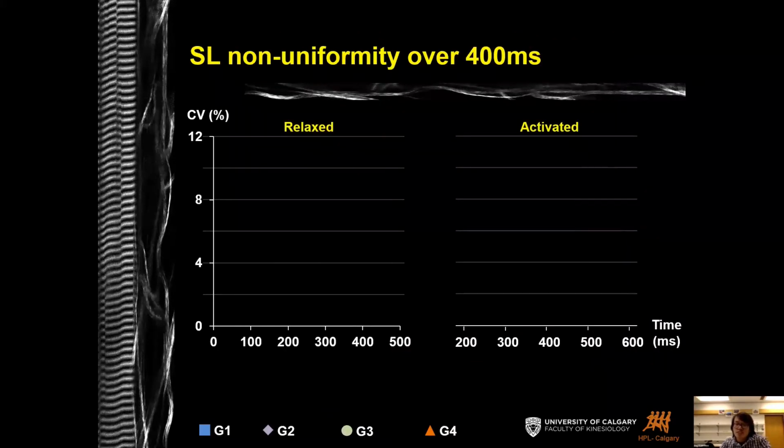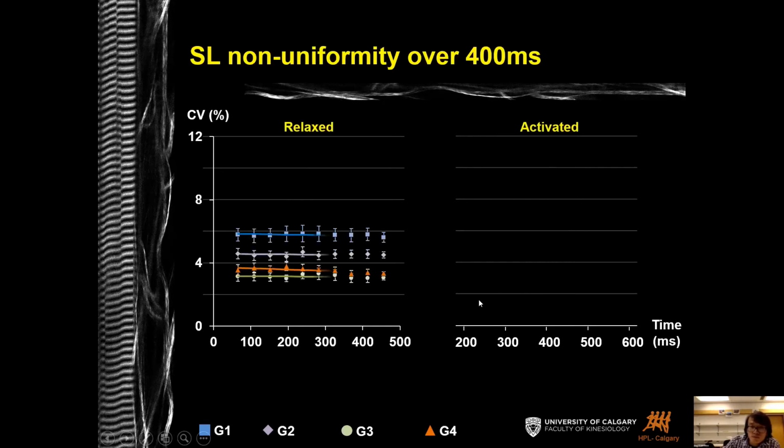We were also curious about the development of sarcomere length non-uniformity during the quasi-steady state of isometric contractions. So we plot the data out on these 2 graphs. On the left shows the data from the relaxed trials, while the data of the activated trials are shown on the right. As usual, coefficient of variation is on the y-axis and time on the x-axis. Let's take a look at the data in the relaxed trials first. During the 400 millisecond quasi-steady state, sarcomere length non-uniformity remains relatively constant.